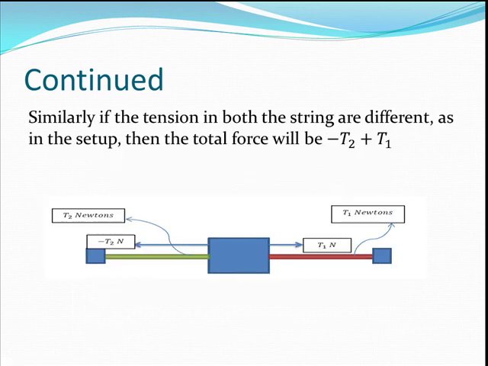Similarly, in the same setup, if the tension in one string is T1 Newton and the tension in the other string is T2 Newton, this means that the red string exerts T1 Newton force on this object in the right direction, and the green string exerts minus T2 Newton force in the left direction. So the total force acting on this object will be minus T2 plus T1. So the object will move either in this direction or in this direction. For example, if T1 is greater than T2, then the object will move toward the right, and if T2 is greater than T1, then the object will move toward the left.